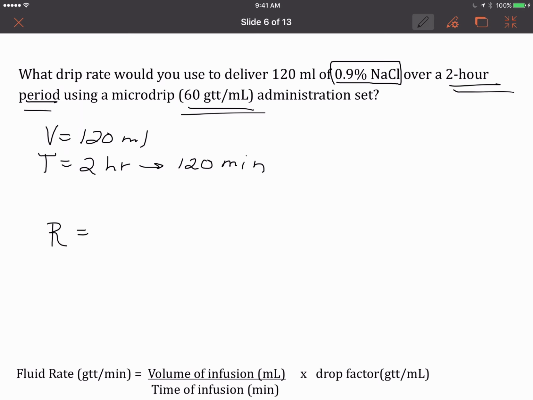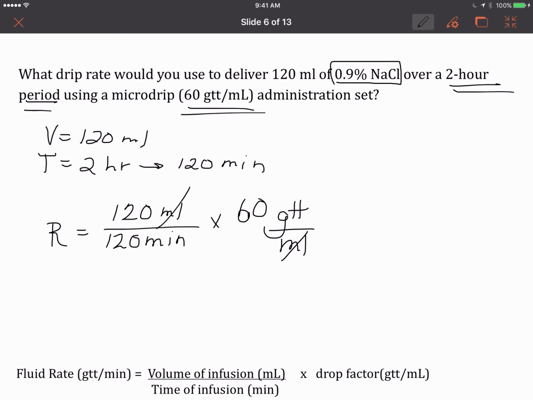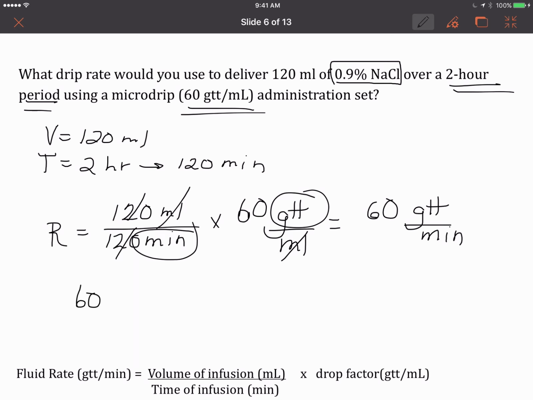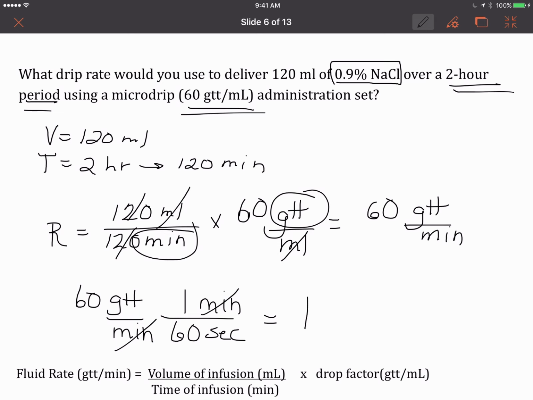Our drip rate equals our volume divided by the time in minutes times our drop factor. I'm going to cancel out our mLs. I can cancel out 120 over 120. That equals 1. So it's 60 times 1. This comes out to 60 drops per minute. Okay, 60 drops per minute. This is easy to convert to drops per second. Remember, 1 minute is equivalent to 60 seconds. Minutes cancel. 60 divided by 60 equals 1 drop per second.